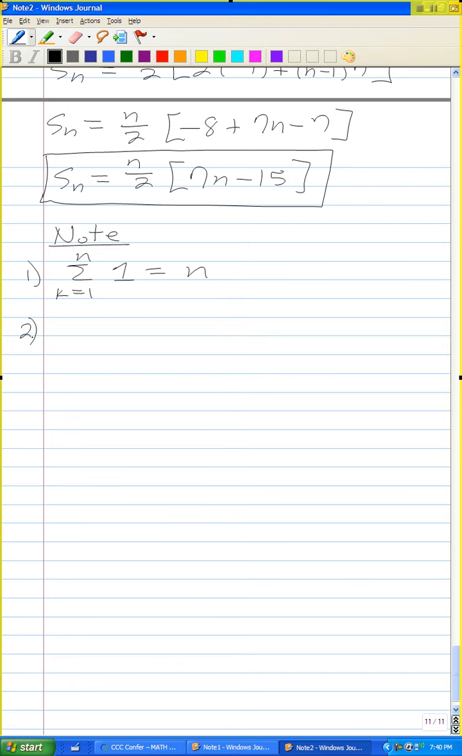Next, if you add up 1 plus 2 plus 3 plus dot dot dot, the first n elements, you get n times n plus 1 over 2.